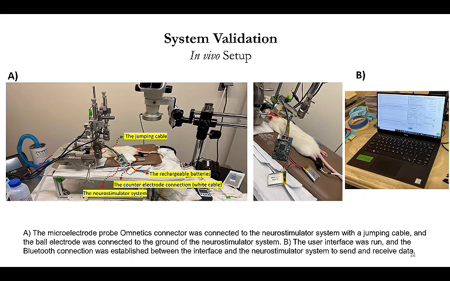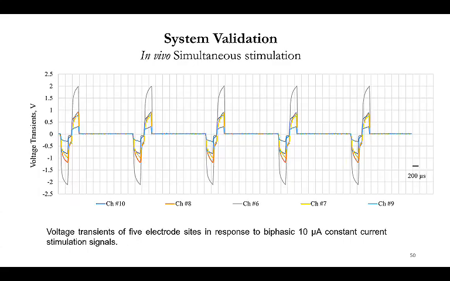So after completing this experimental setup, this is the system validation. We enabled 5 different channels, channel 6 to 10, and drove them with 10 microamp current stimulation signals. This is the voltage transient response based on the electrode.